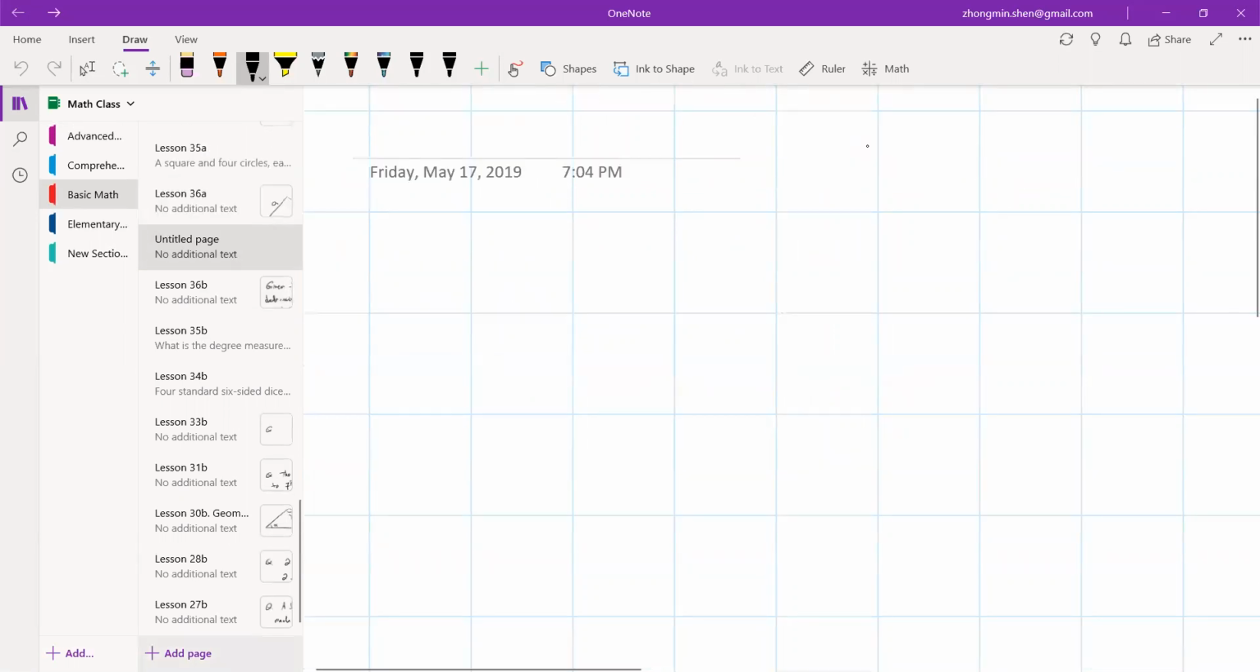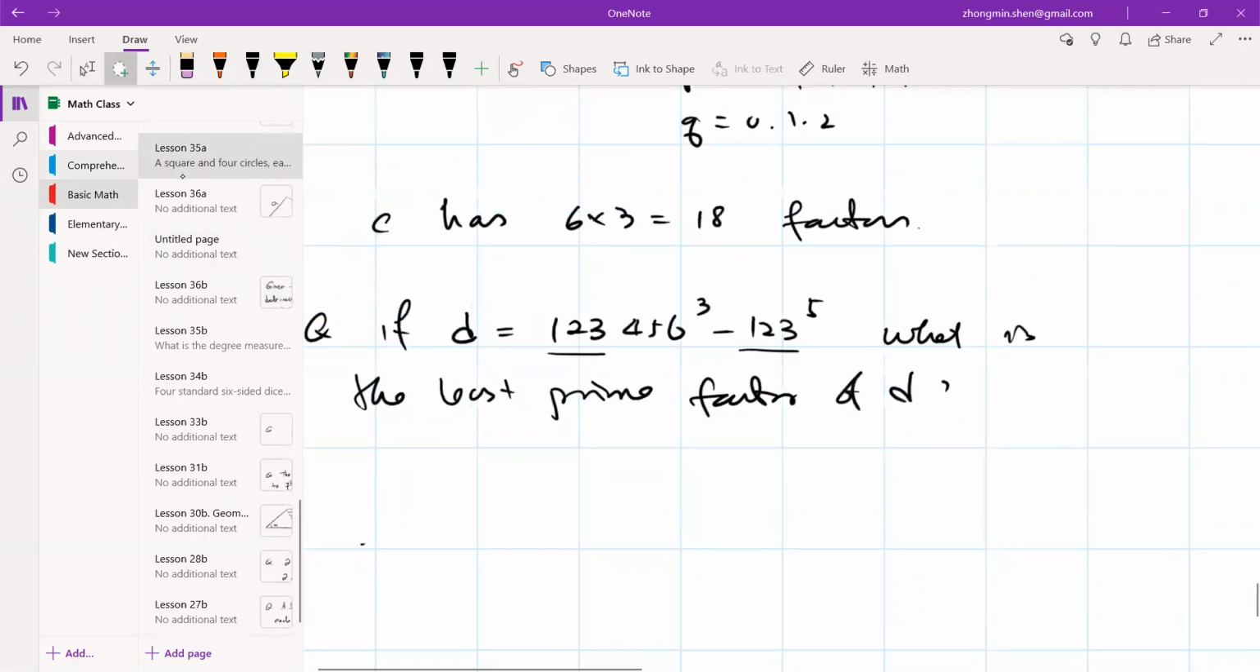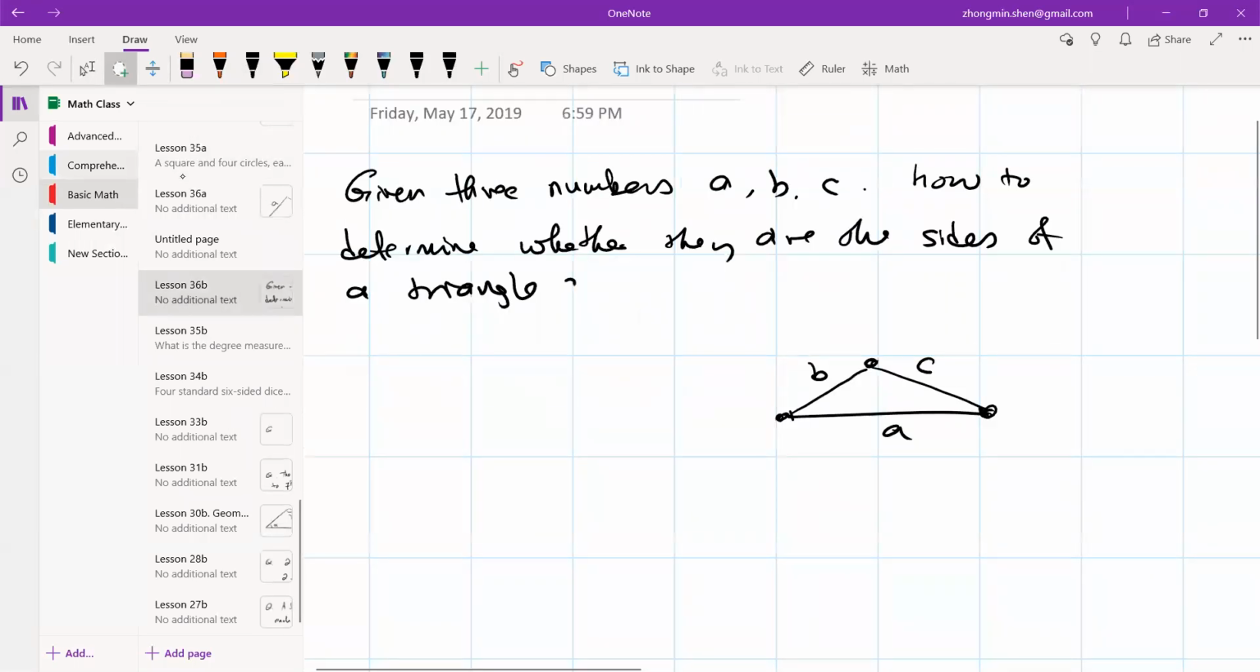So where's my file? I'm trying to find my file. I accidentally touched something. Yes, here it is, okay?